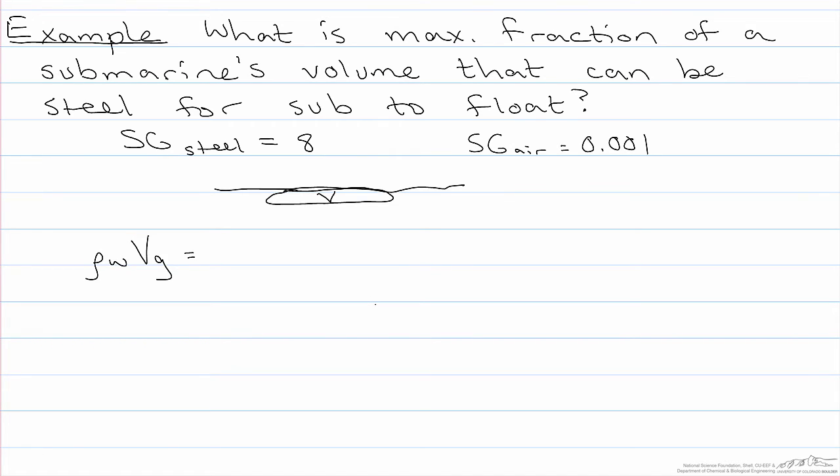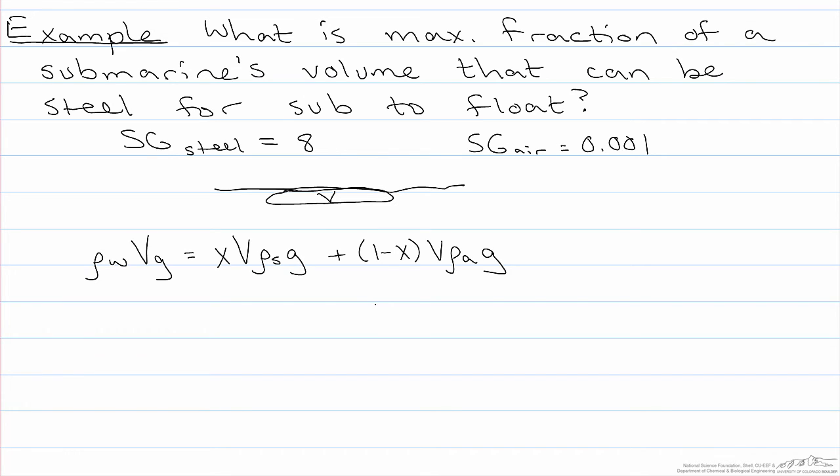The weight of the displaced fluid when the submarine is floating is the mass of the fluid times gravity. The mass of the fluid is the density of the fluid times the volume of the submarine. The weight of the submarine has two parts to it. That includes the mass of the steel and the mass of the air, each times gravity. So we'll use x as the fraction of the volume that is steel, and 1 minus x is the fraction of the volume that is air.